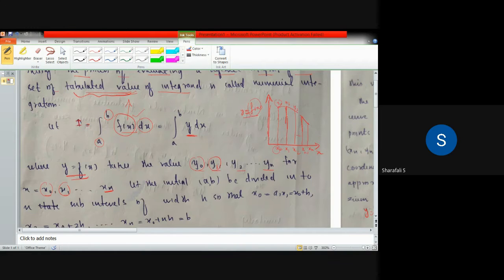So this is the scenario, and if you consider the difference between these two points, you can see here this is x0.